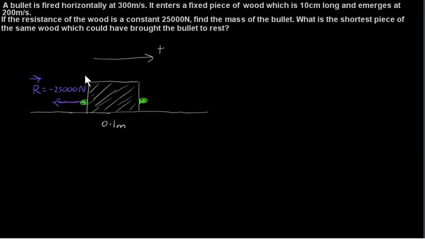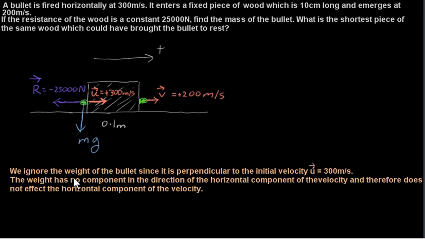You might say that gravity is acting on the bullet, and indeed it is. Gravity is vertically down. The force of gravity is just the weight of the bullet, mg. We ignore the weight of the bullet since it is perpendicular to the initial velocity u equals plus 300 meters per second. The weight force, mg, has no component in the direction of the horizontal component of the velocity, and therefore does not affect the horizontal component of the velocity.